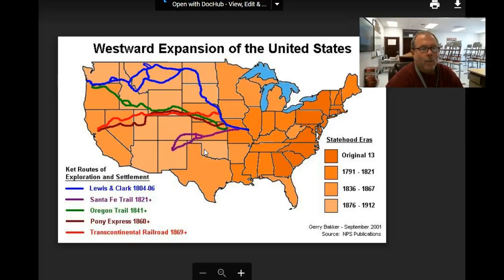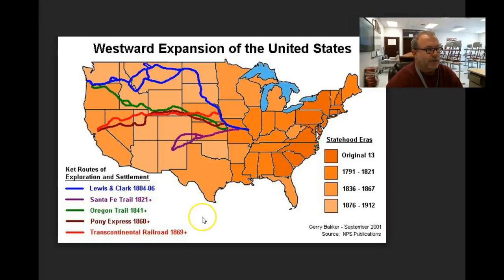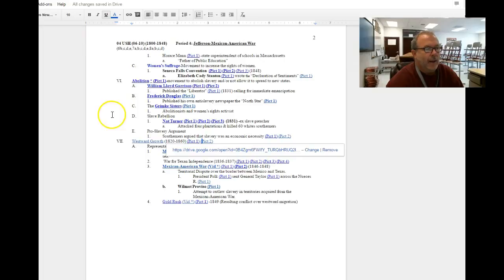This westward growth or westward expansion is also shown on this map. The blue line is the Lewis and Clark expedition. Purple and green are two of the trails that led westward, and then the red line is the Transcontinental Railroad. All of these allowed settlers to move westward. Now I want to show you a film to introduce westward growth.